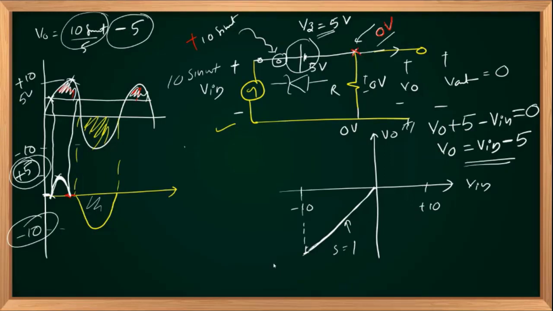When input is positive, and if that is less than 5 volts, the diode is reverse biased. This becomes open, no connection between input and output. The drop across R will be the output voltage, which will be 0 volts. So output will be 0 when input is between 0 to 5. Clear.